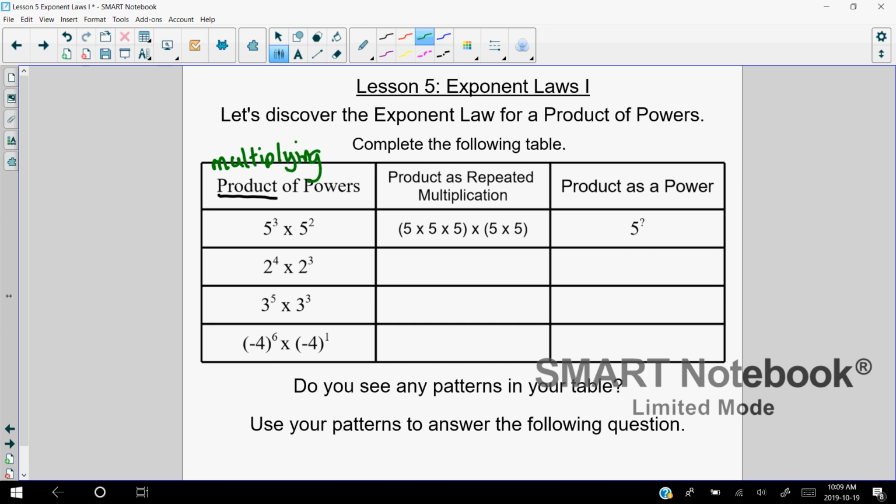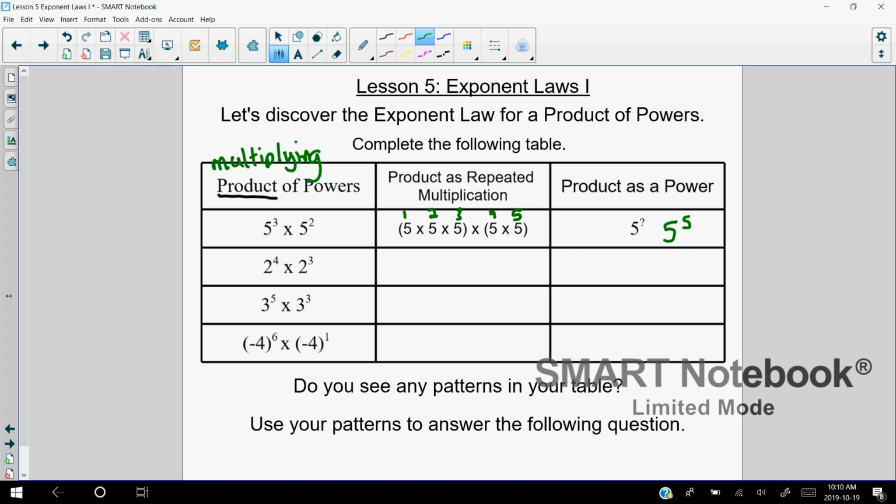powers. So notice here we have 5 to the power of 3 times 5 to the power of 2. So I can write that out as repeated multiplication, where I have 5 times 5 times 5. Remember, it's the base times itself 3 times, and then 5 times 2. So now if I want to write it as a product as a power, I can write it as 5 to the power, and I'm going to go back and count how many 5s I have. So I have 1, 2, 3, 4, 5 in total, so I can simplify it to 5 to the power of 5.